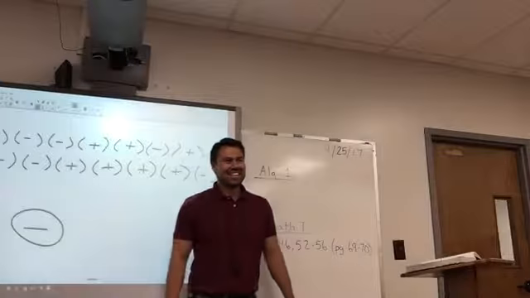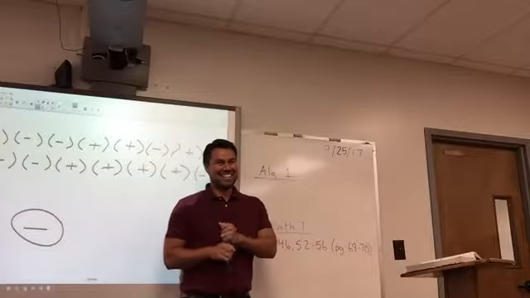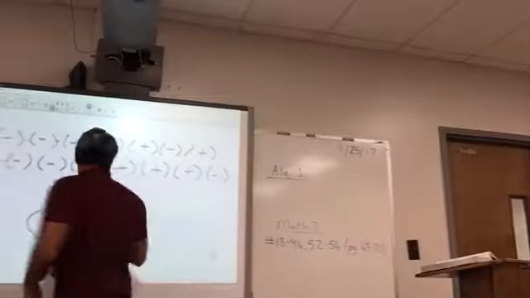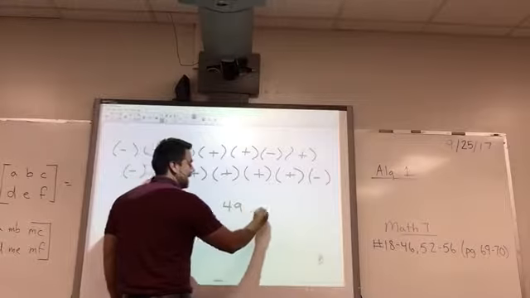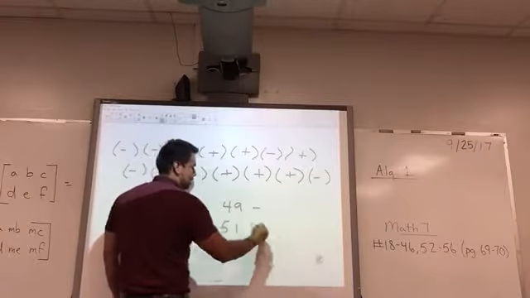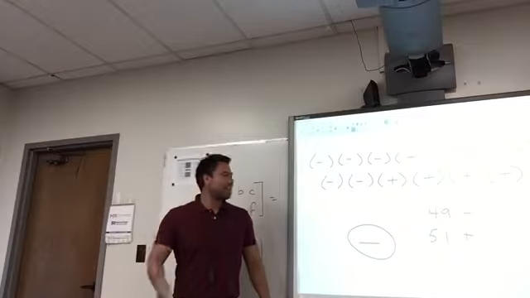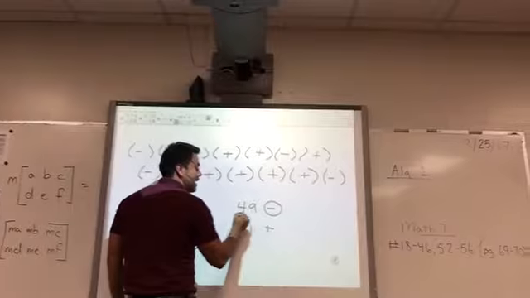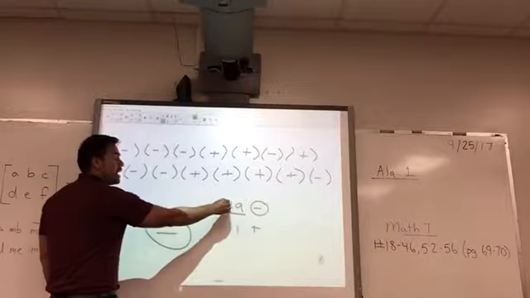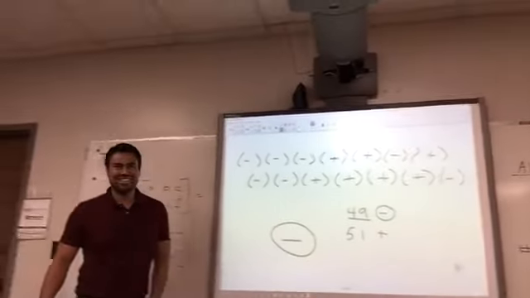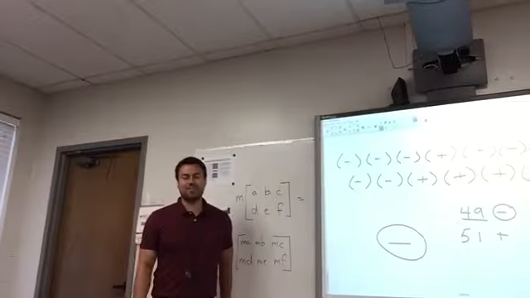Let me write it down so you guys can see. 49 negatives and 51 positives. It's got to be negative, because how many are there that are negative? It's an odd number. Boom, done.